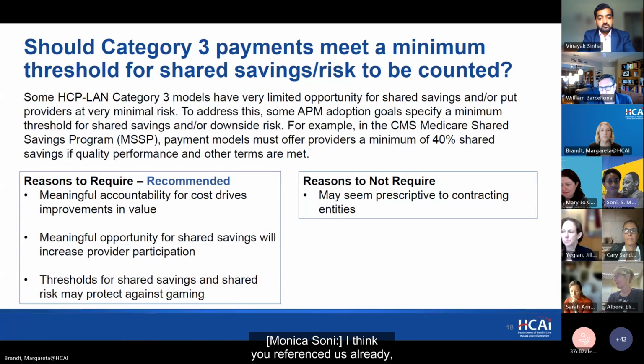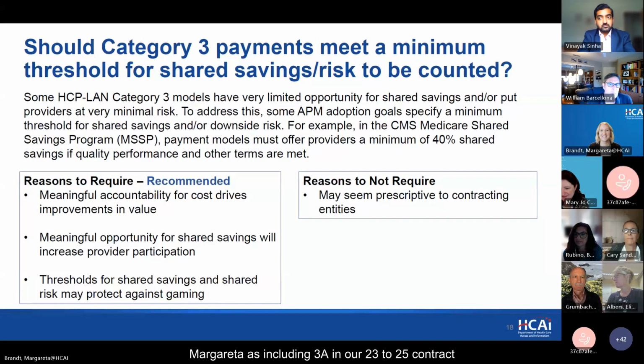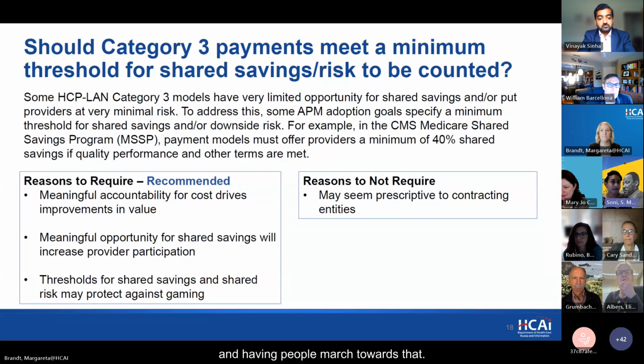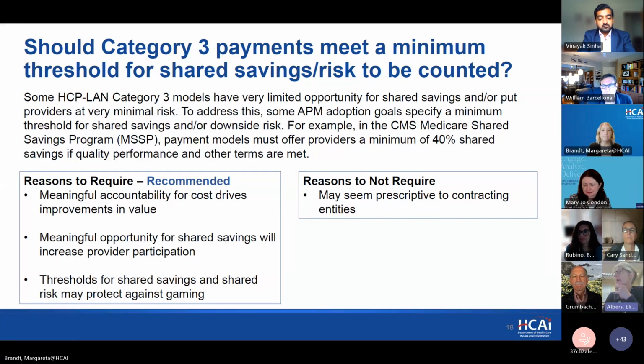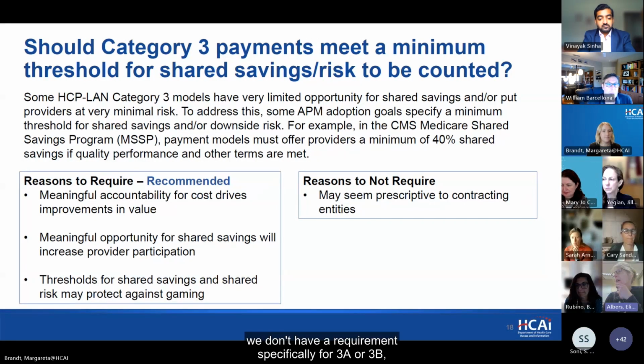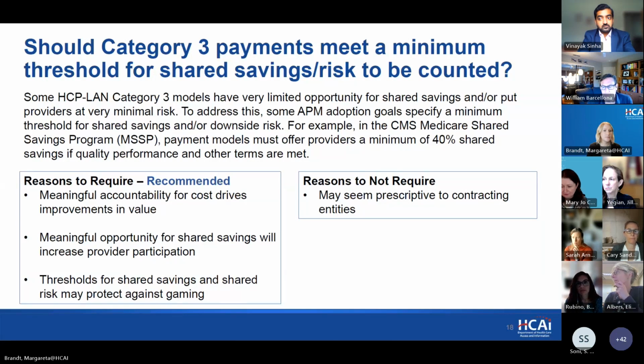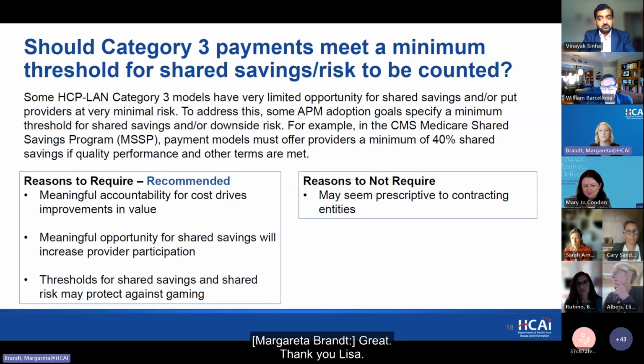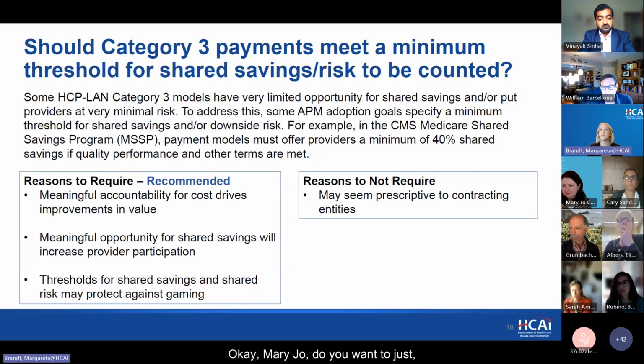I think you referenced us already, Margareta, as including 3A in our 23 to 25 contract, and having people march towards that. Thanks, Monica. CalPERS is similar. We don't have a requirement specifically for 3A or 3B, but generally reference 3 with a goal of moving towards 4. Great. Thank you, Lisa. Okay. Mary Jo, do you want to discuss?